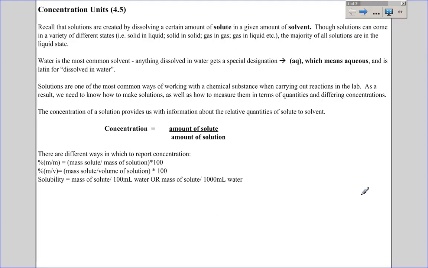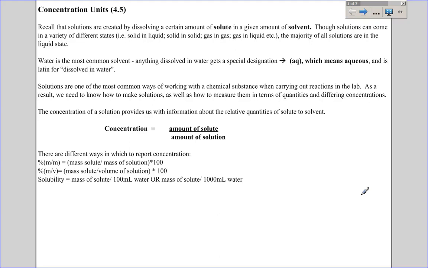One thing to note is that solution chemistry is actually the most common way to work in the lab. So as you're going to see, once we know how to deal with concentration, we're going to be able to do so many more experiments, and you're going to see this unit many, many times from now until the end of your studies of chemistry.